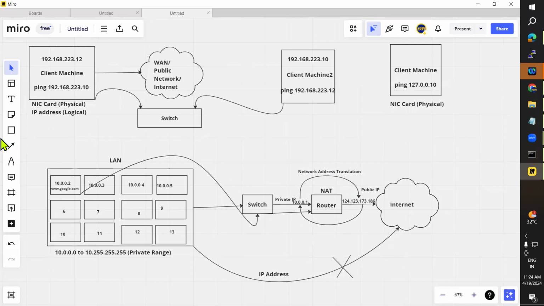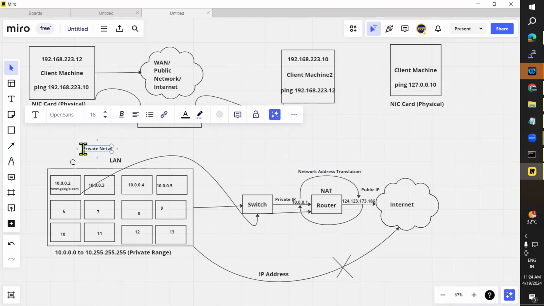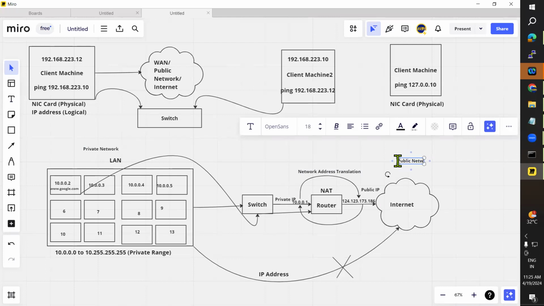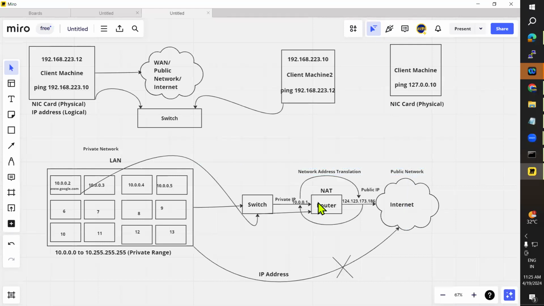So LAN is a private network. This is a private network, and this is the public network. So what the router is doing is communicating between the private network and the public network. That is what a router does.